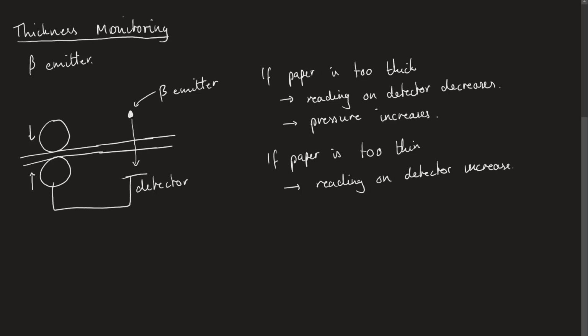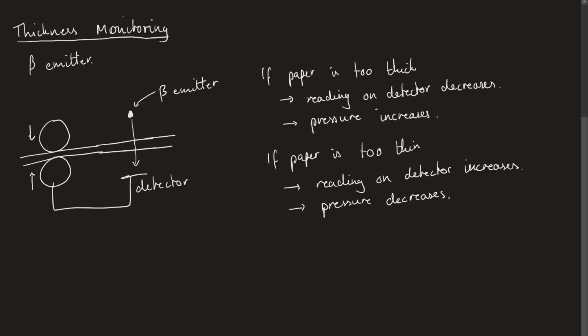And if the reading on the detector increases, that is because we have now less material in between the radioactive source and the detector, and hence we're going to allow more of these beta particles to actually travel through. When that happens, the detector reading becomes too high, and then when that is too high, we want to decrease some pressure, so the pressure decreases. And this will have to be a continuous loop in order to reach an equilibrium.